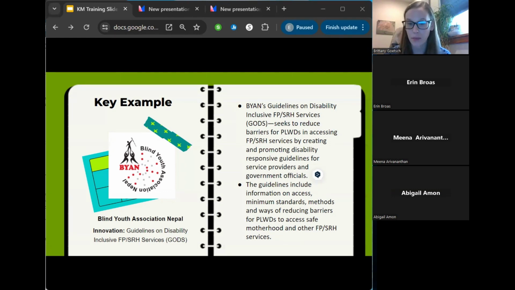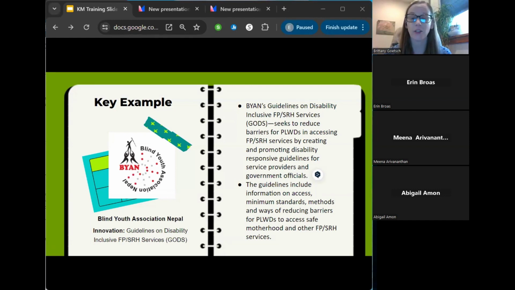So in collaboration with the Ministry of Health and the Population Family Welfare Division of the government, the guidelines were created and published in Pali on the Family Welfare Division's website. And the guidelines were also available in English. The Blind Youth Association Nepal was able to share these guidelines through many avenues, and the organization conducted a validation workshop among representatives from the Organization of Persons with Disabilities and held meetings with the Family Welfare Division and other experts on the development of the guidelines.